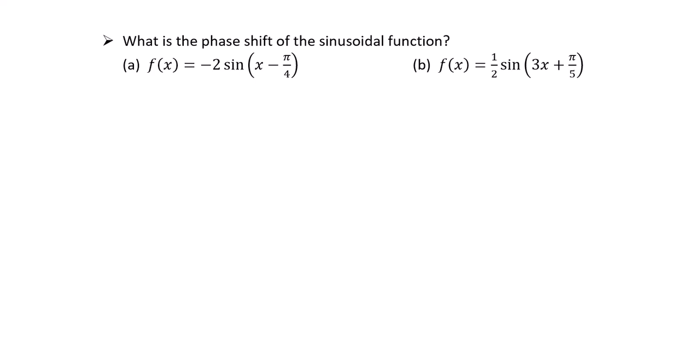What is the phase shift of the sinusoidal function? So let's practice this. We can see here, this is our a, b is 1, and c is pi over 4. So the phase shift here is pi over 4, and that means pi over 4 shifted to the right.